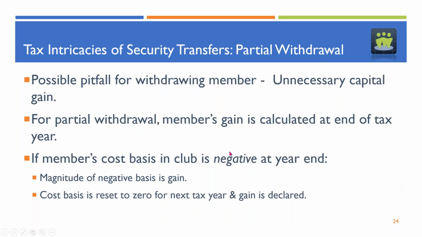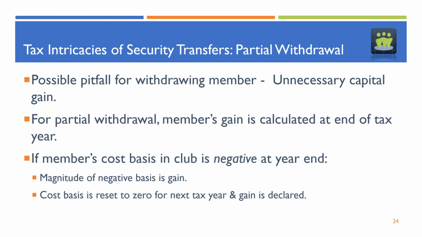All right, so how is it possible for a member to get an unnecessary capital gain from receiving shares? The member's gain is calculated at the end of the tax year. It doesn't matter if they take out more than their cost basis during the year; they don't get a gain unless their tax basis is below zero at the end of the year.